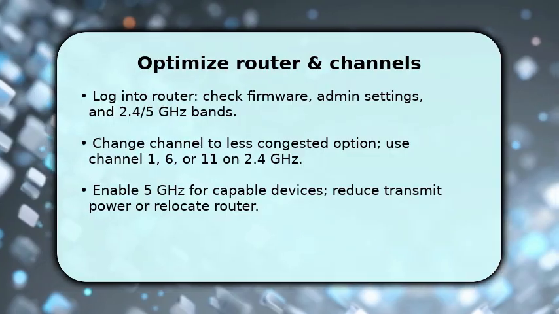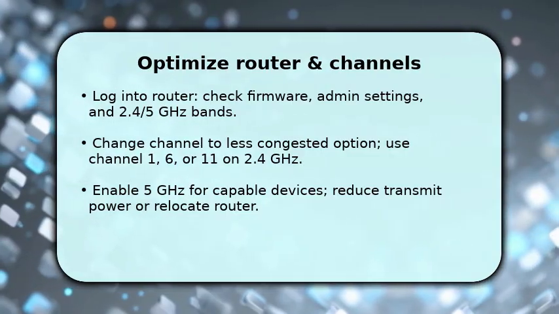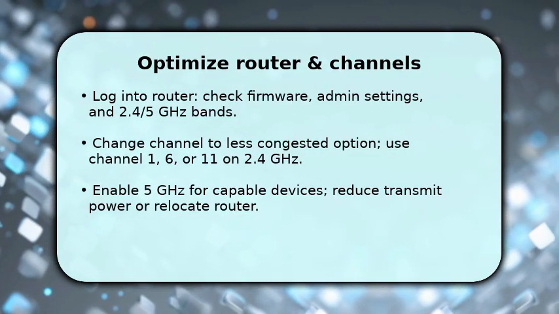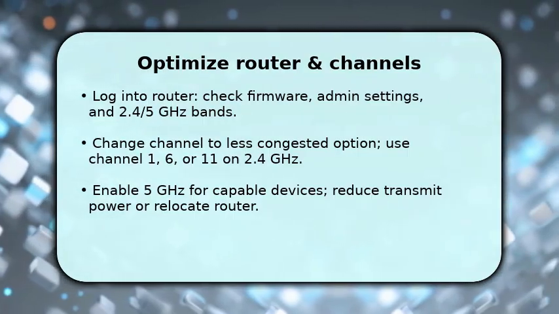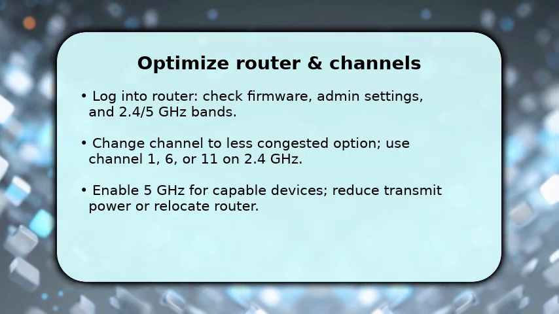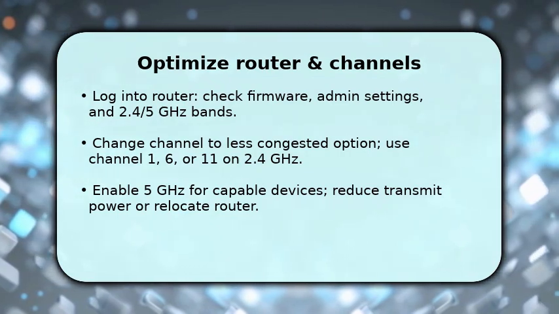If many walls block signal, move the router centrally and avoid metal/large electronics. Once done, lower transmit power slightly if interference persists and retest speeds. You finish by tuning and validating.